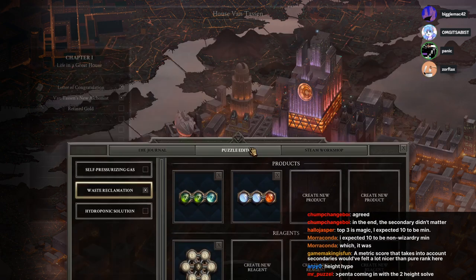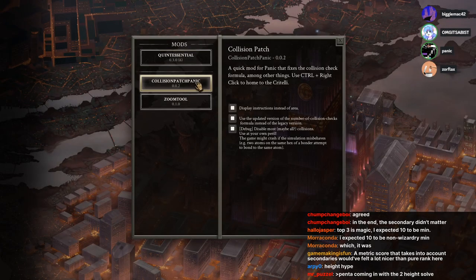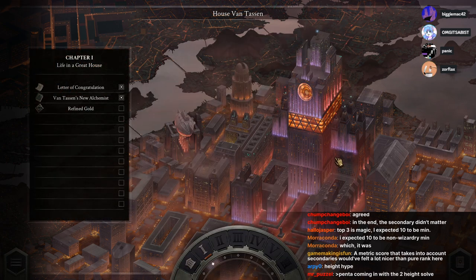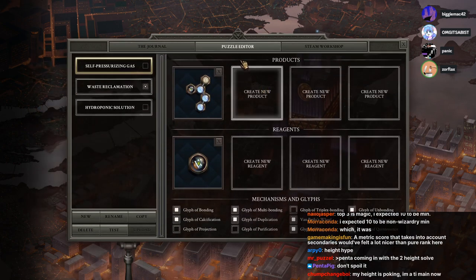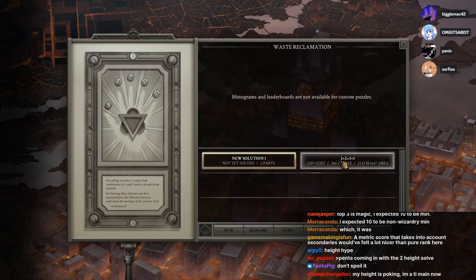Oh, yeah. Let me turn off the... Oh, yeah, the collision thing. We can turn it back on again. Disable this. Two white soul. God damn it, beating on primary again. Oh yeah, the area.